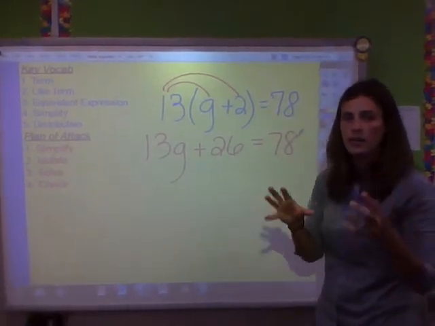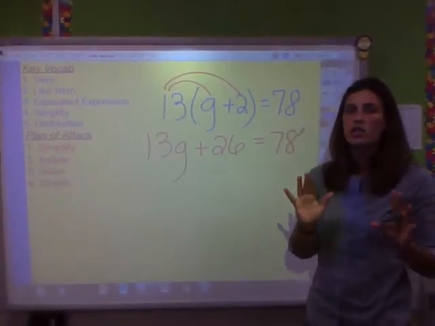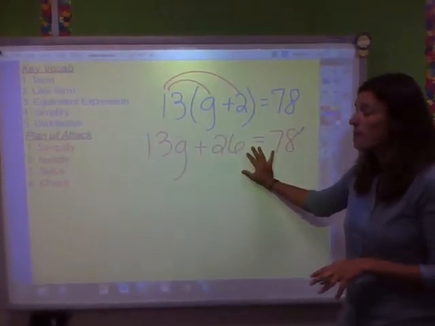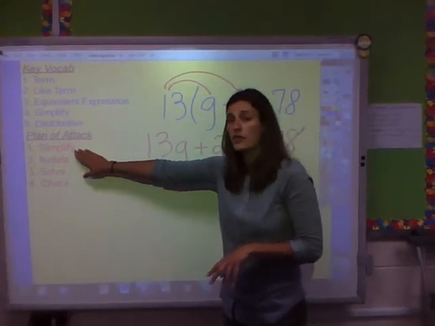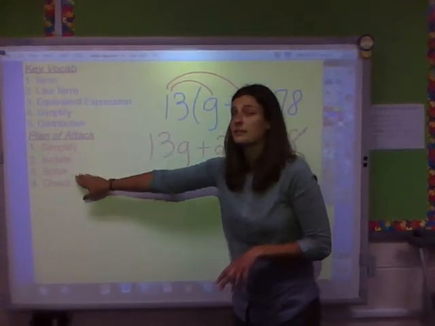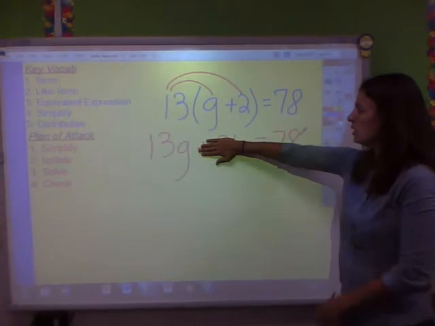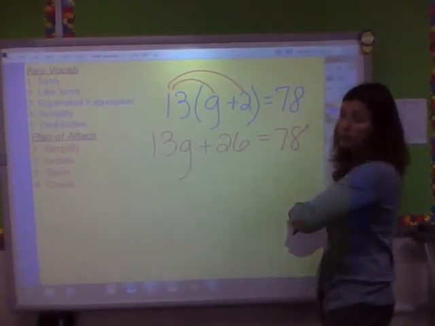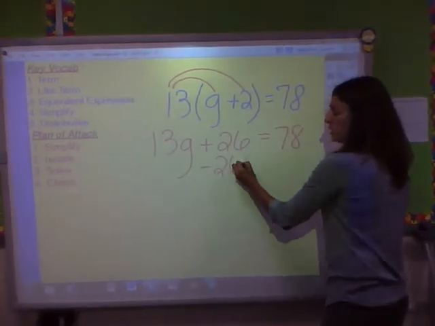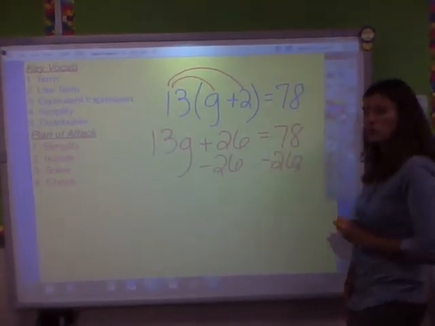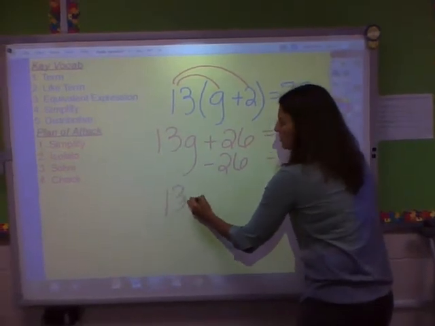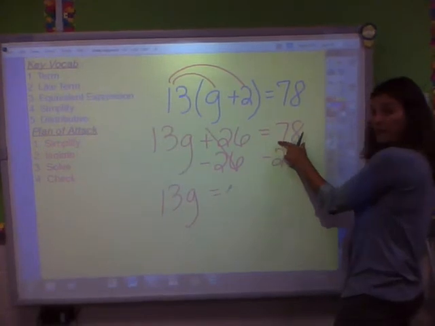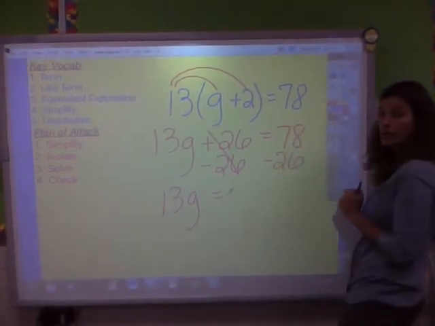Now think of your plan of attack. Guess and check is not a bad strategy, but it's not an intelligent strategy when we're talking about algebra concepts. I have simplified as far as I can go. Isolate. Am I isolated? Well, no, the plus 26 is in the way. So how do I get rid of it or move it? Do the inverse. Minus 26, minus 26. The 13 g's are still here. These have canceled out, and equals, I have 78, I'm taking away 26.